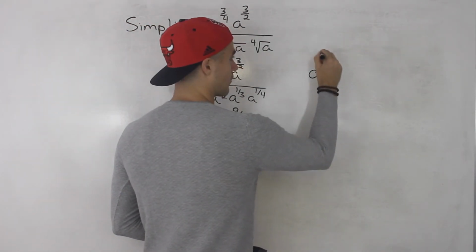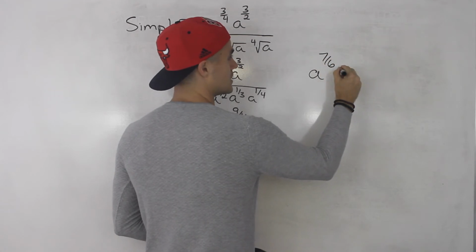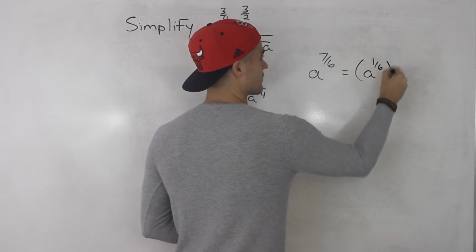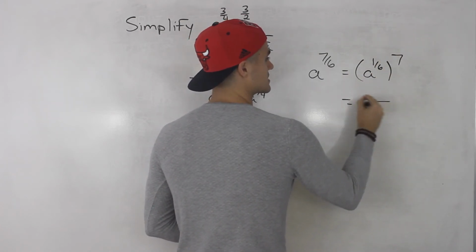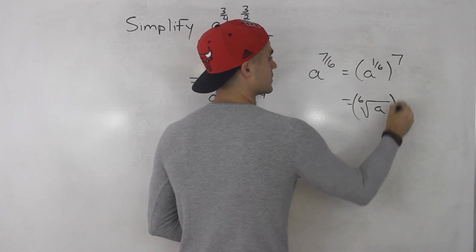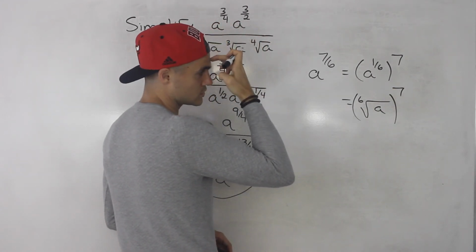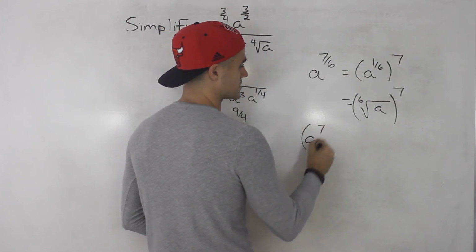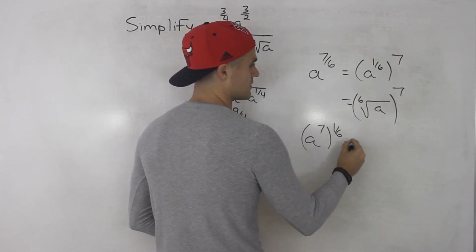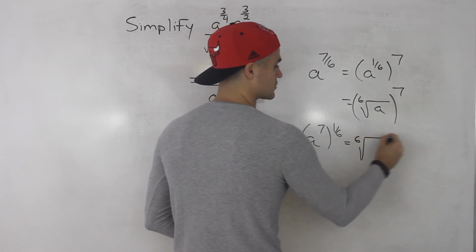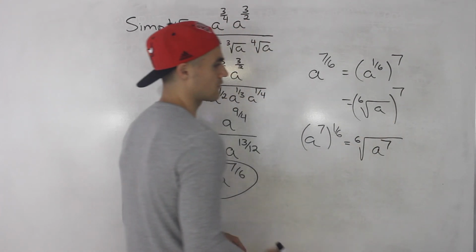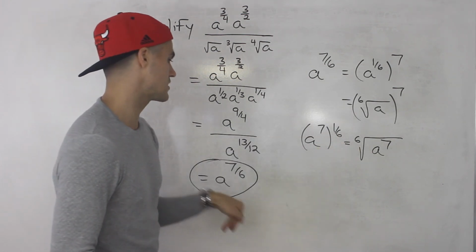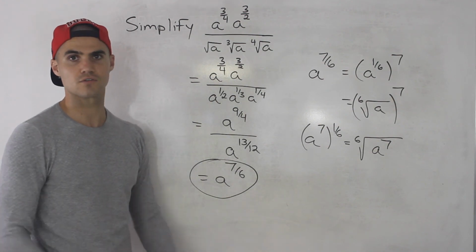So a to the power of 7 over 6, we can rewrite as a to the power of 1 over 6, to the power of 7. So it's like the 6th root of a, and then that's all to the power of 7. Or you could do it the other way: a to the power of 7, to the power of 1 over 6. So we can write the 6th root of a to the power of 7. Both of these expressions are the same thing, and both of these equal this. So either way, those are the final answers.